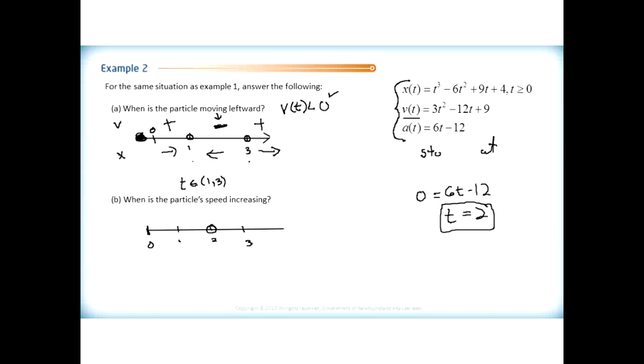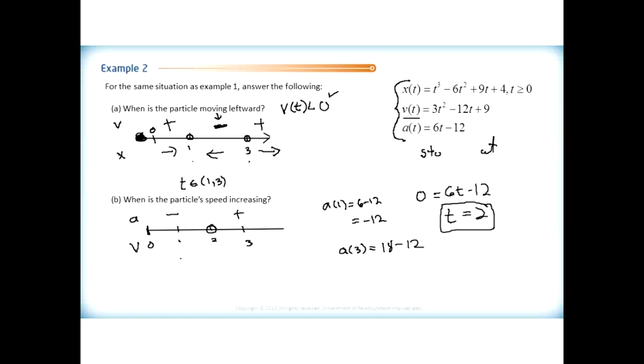And so we're just going to test either side of that using our acceleration function to decide what that means for our velocity function. Okay, so if we test a point at 1, let's say, my acceleration at time 1 is going to be 6 minus 12, which is negative 6. So over here we're negative, which means we're accelerating to the left rather. And if we take time equals 3, acceleration at 3 now, we're going to have 18 minus 12, which is positive, which means we'd be accelerating to the right.